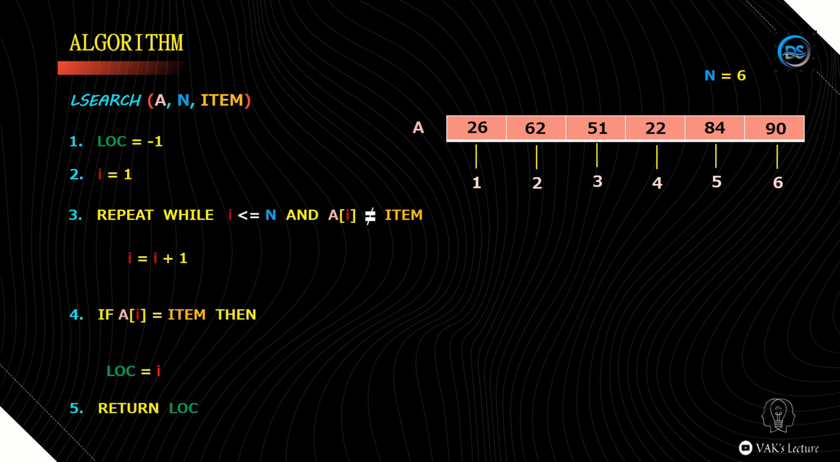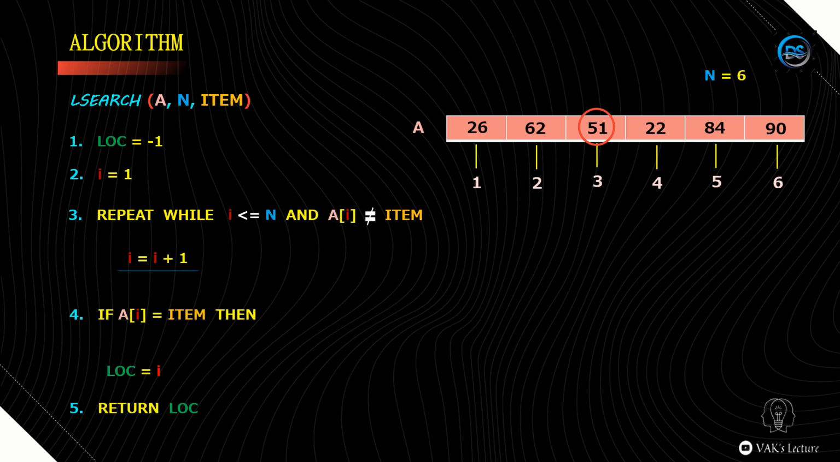Now, let us understand the algorithm with this example only. Suppose that we need to search the item 51. So, see here, if I is 1, then the condition is 1 less than or equal to n. Here, the n value is 6. So, 1 less than or equal to 6. Then the condition is true. Then it will check this condition. Here, A of I is 26. So, 26 doesn't equal 51. This condition is also true. So both the conditions are true. So we will enter the loop. And what do we have inside?